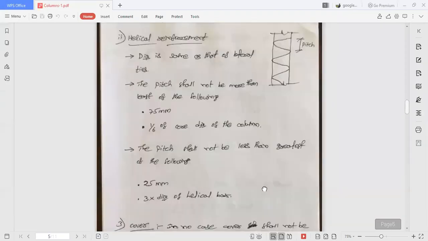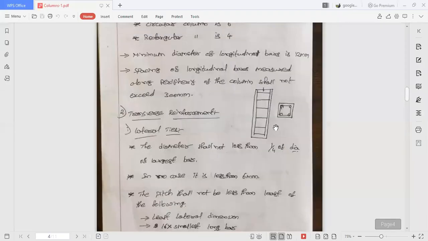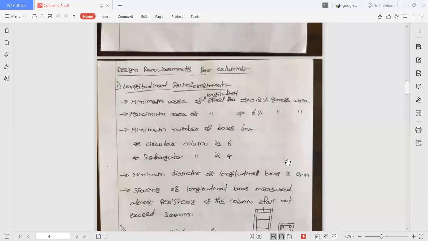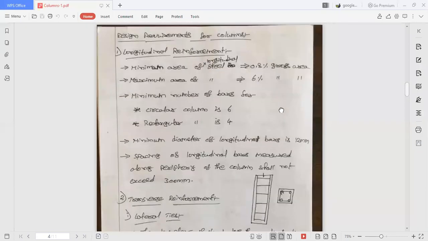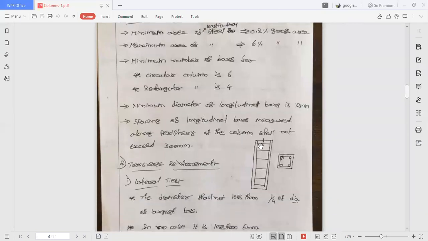Something related to requirements of design of a column. That means the design requirements are given by the IS code. What is the minimum percentage of steel, the maximum percentage of steel, how many bars, the minimum number of bars that should be provided, what is the minimum diameter of bar, and what will be the maximum spacing between two adjacent bars.